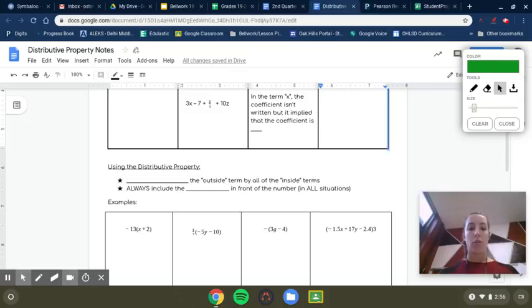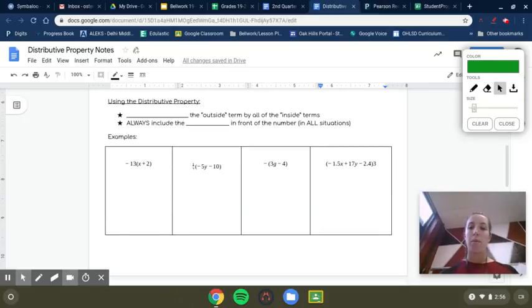Okay, so those are all of your vocab terms that you should remember for this topic. If you scroll down, we can start working with the distributive property. We've done this in the past, so this should be somewhat of a review for you. When you're using the distributive property, you first have to multiply the outside term by all of the inside terms. Always include the sign in front of the number in all solutions, okay?